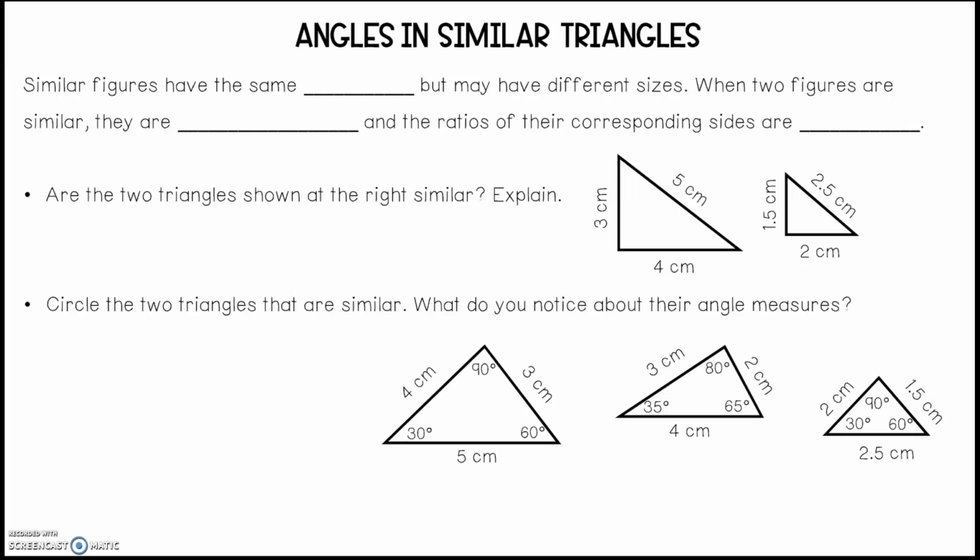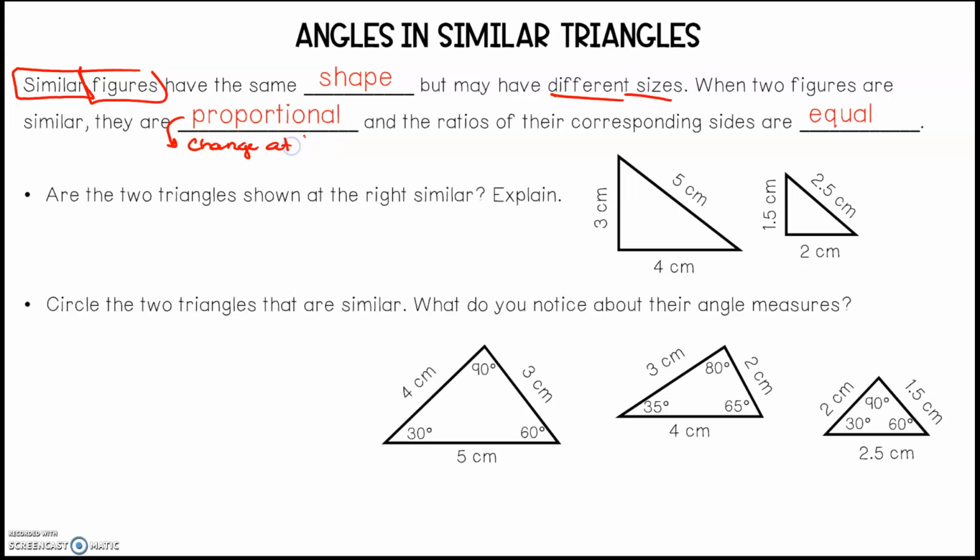Okay, similar figures. Similar figures have the same shape but may have different sizes. When two figures are similar, they are proportional and the ratios of their corresponding sides are equal. So remember that proportional means that we change at the same rate, or we multiply or divide by the same number to get the second figure, depending on which one we start with.